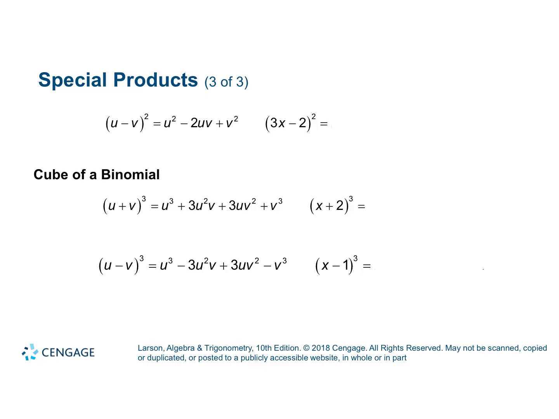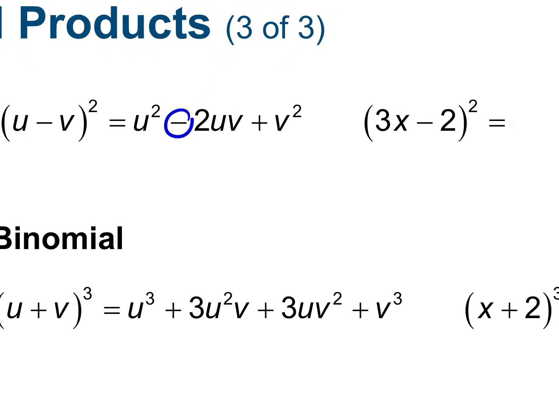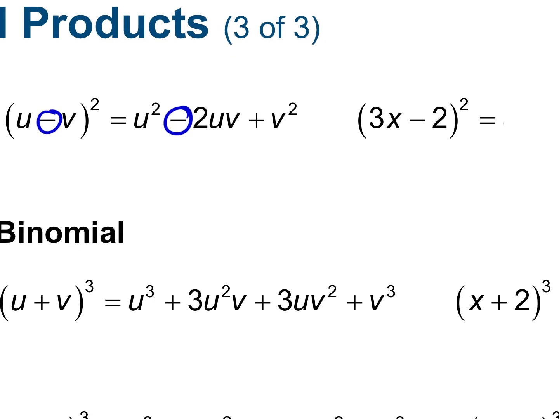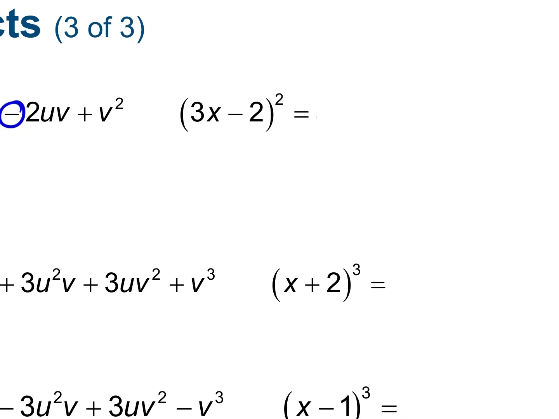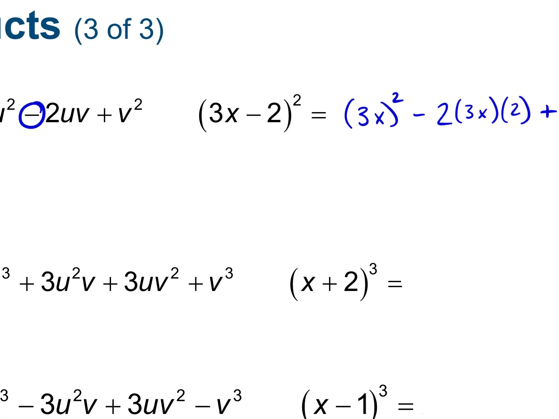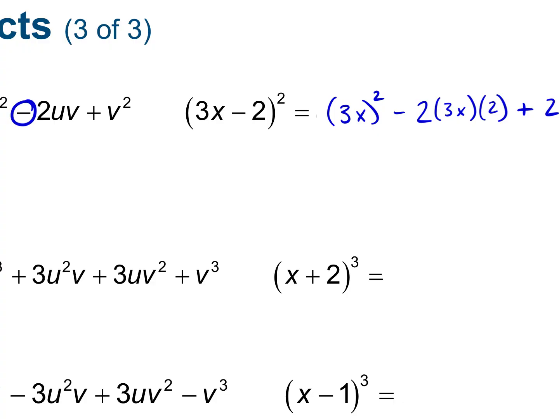It's the same thing when you have a minus, but the sign in the middle changes. So if you have u minus v squared, the sign in the middle changes here. We'll practice the shortcut. So we have 3x squared minus 2 times 3x times 2 plus 2 squared. So this is just our shortcut. Just plugging in 3x for u and 2 for v.